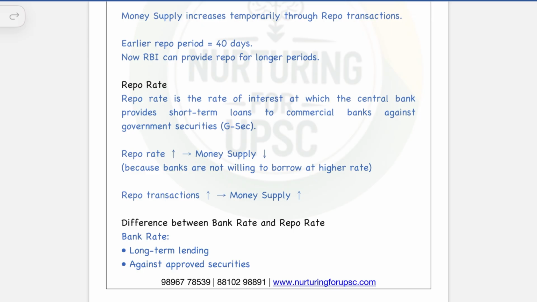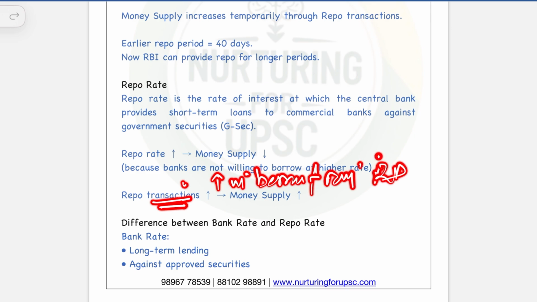And of course, you will understand that an increase in repo transactions would mean that there is an increase in money supply. However, repo rate increases means that there is a decrease in money supply. So repo transactions are an increase in borrowing from the RBI. So remember, these are transactions.